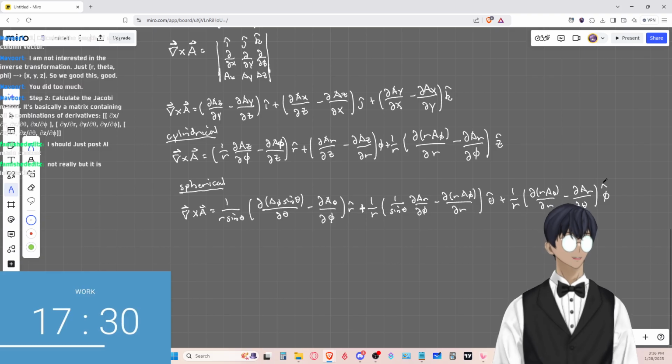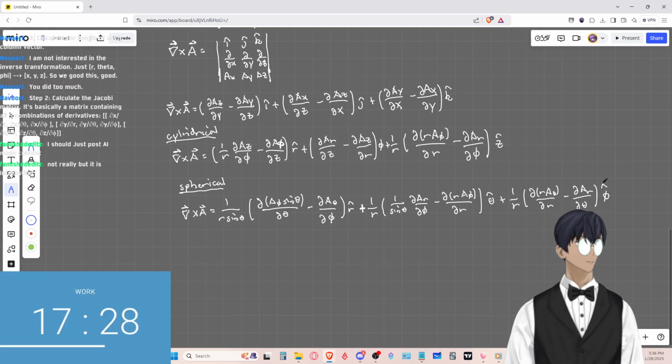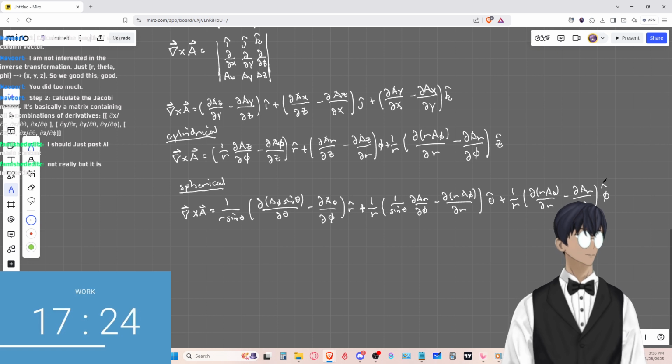Oh, okay, gotcha. I gotta read what you typed up, Mavort. Calculate the Jacobian, and it's basically a matrix containing all 9 combinations of derivatives.